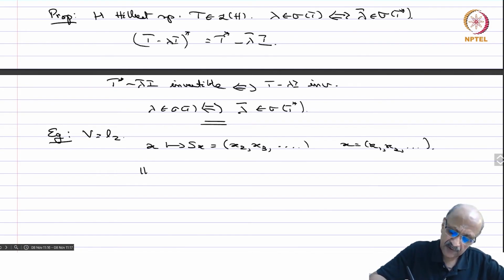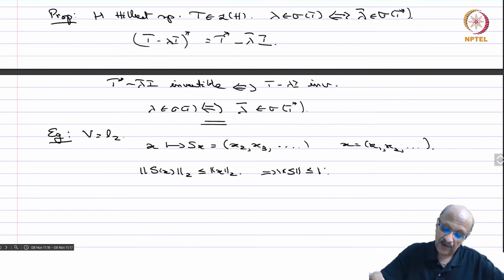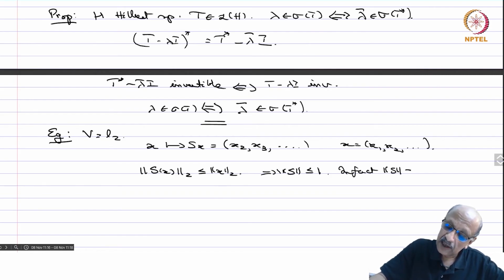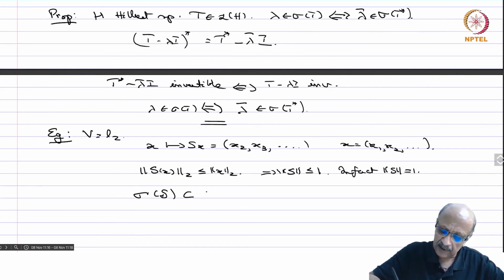So norm of Sx in l2 is less than or equal to norm x in l2, and therefore this implies norm S is less than or equal to 1. But in fact, if you take e2 or e3 for instance, and then the shift will be e1, if it's e2 then the shift will be e1, and therefore norm of Sx will be equal to norm of x, therefore in fact norm S equals 1. Okay, so this means sigma of S is contained in the set of all lambda such that mod lambda is less than or equal to 1.